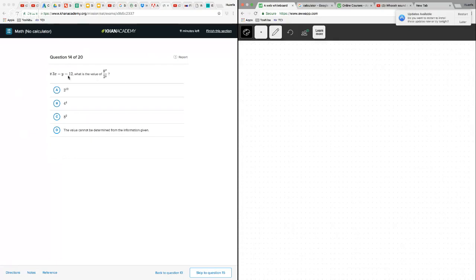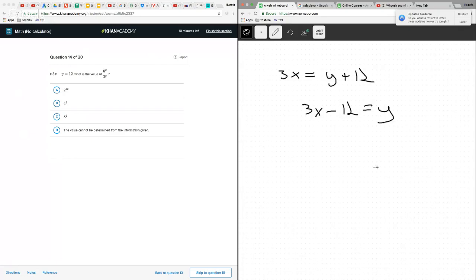Clear this guy. Let's see. 3x minus 12 was the value of 8 to the x over 2 to the y. Okay. Let's see if we can solve for this. 2 to the x, 8 to the y. So if we say 3x equals, I got to think about this for a second, equals y plus 12, right? Is there any equivalency that I can draw here? So it's like 8 to the x, let's see, y is, oh, you know what I'm going to do? I'm going to do it like this, y equals 3x minus 12.